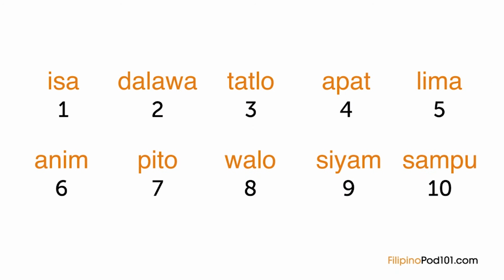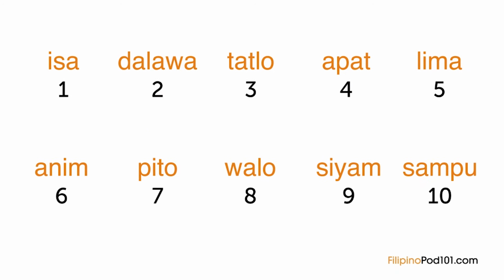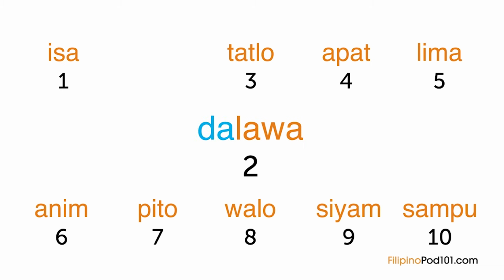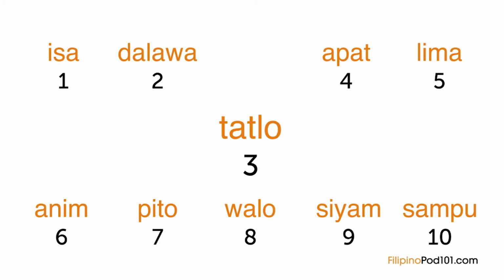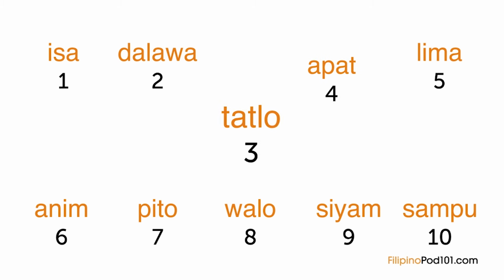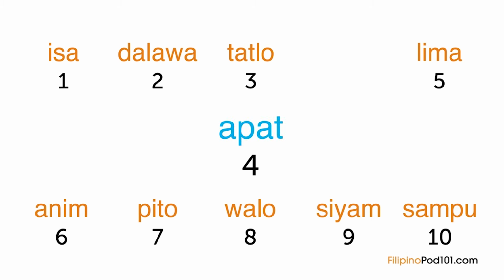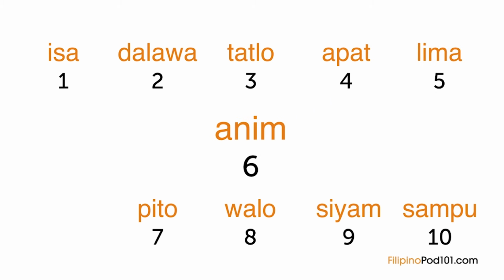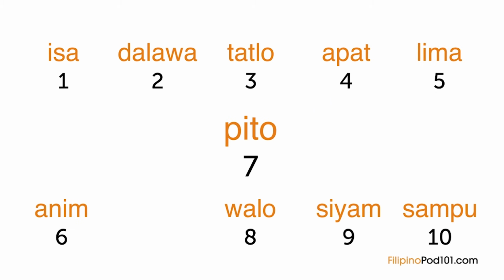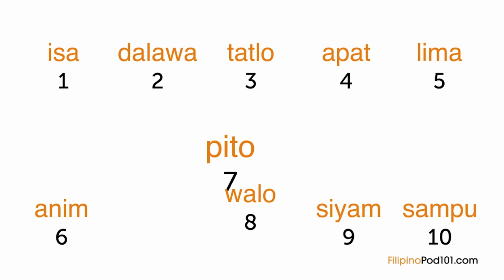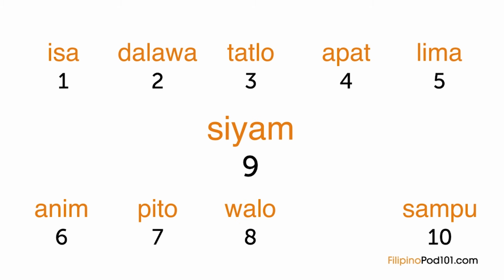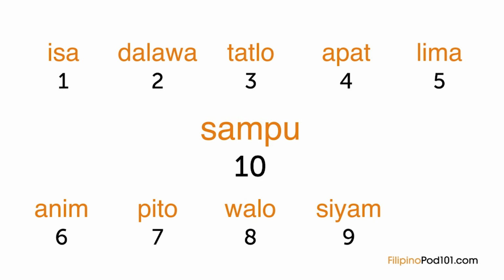Okay, now repeat after me. I'll say the numbers and give you time to repeat each one. Isa. Dalawa. Tatlo. Apat. Lima. Anim. Pito. Walo. Siyam. Sampu.